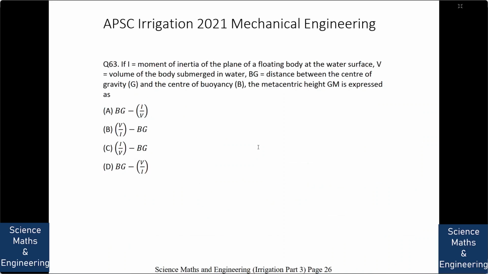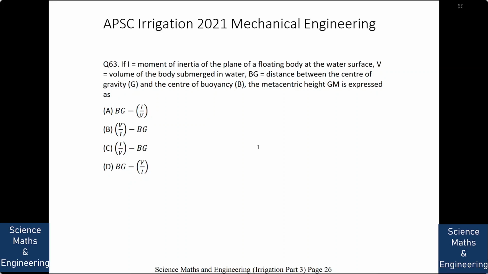If I is equal to the moment of inertia of the plane of a floating body at the water surface, V is equal to the volume of the body submerged in water, and Bz is equal to the distance between the center of gravity and the center of buoyancy, B, then the metacentric height Gm is expressed as: A, Bz minus I by V; B, V by I minus Bz; C, I by V minus Bz; or D, Bz minus V by I.